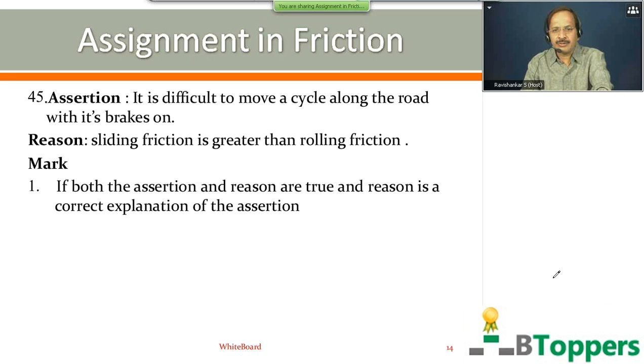So when brakes are applied, the wheels of the cycle tend to skid or slide along the road. When no brakes are applied, the wheels will roll on the surface.